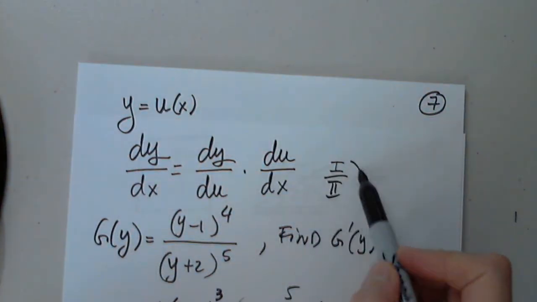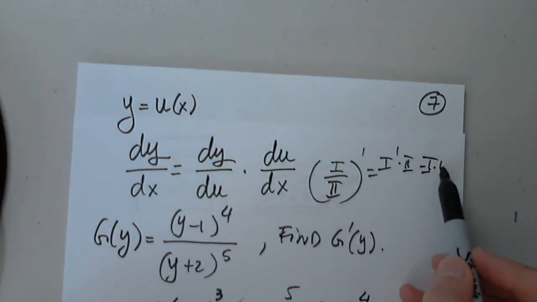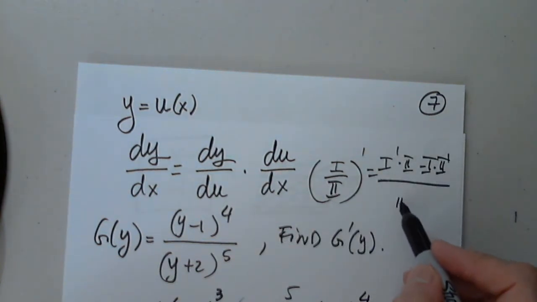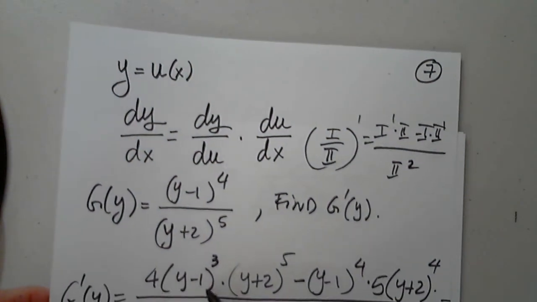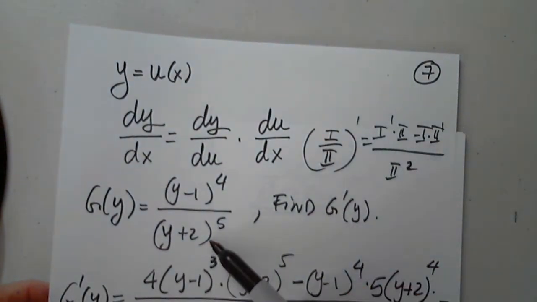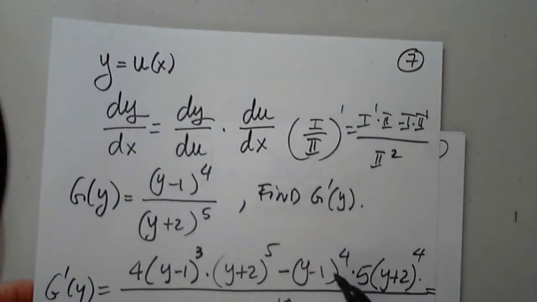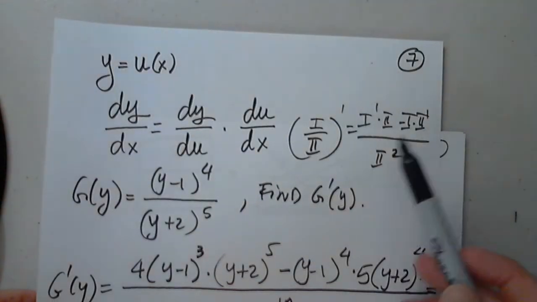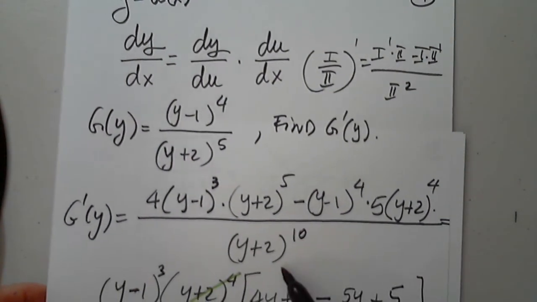1 over 2 prime. 1 prime times 2 minus 1 times 2 prime over 2 squared. So the derivative of this is this times the denominator, and then minus the top times the denominator prime over the denominator squared.